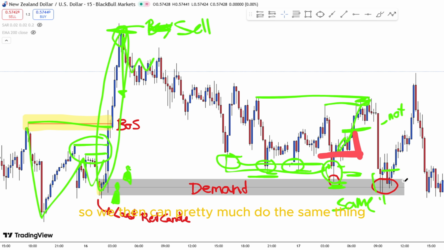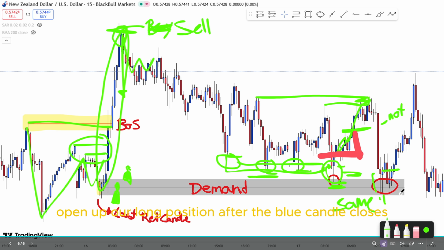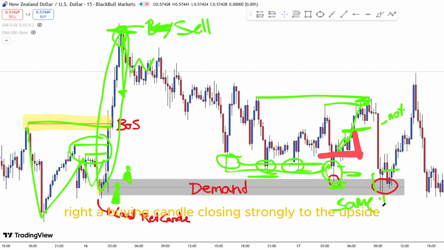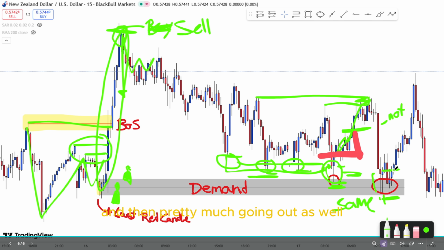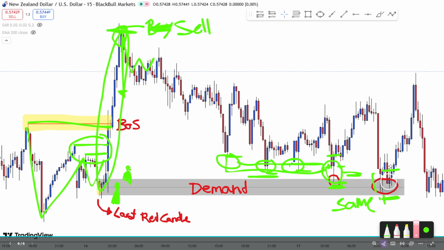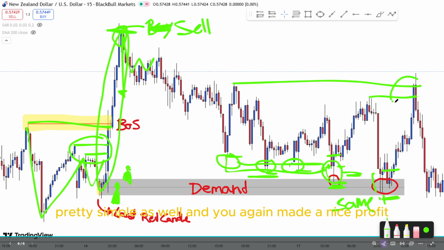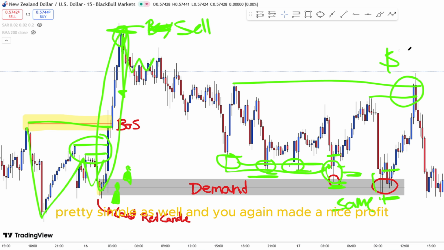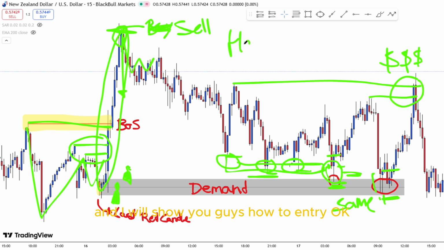So we then can pretty much do the same thing, open up our long position after the blue candle closes, right? A buying candle closing strongly to the upside, putting my stop loss once again below this level, and then going out on the previous market structure points. Pretty simple as well, and you again made a nice profit, just because you got really patient and really careful. So let's go to another page and I will show you guys how to entry.